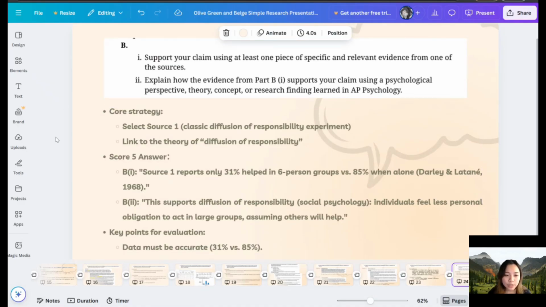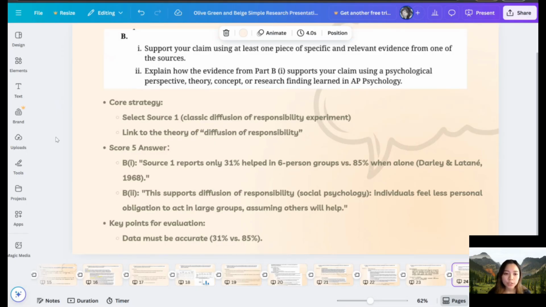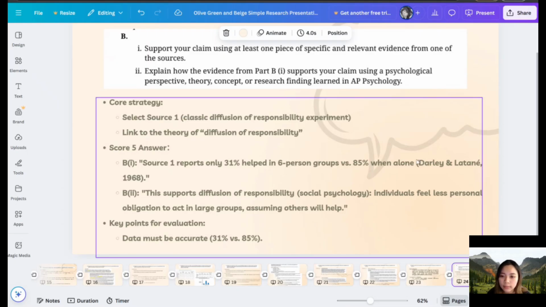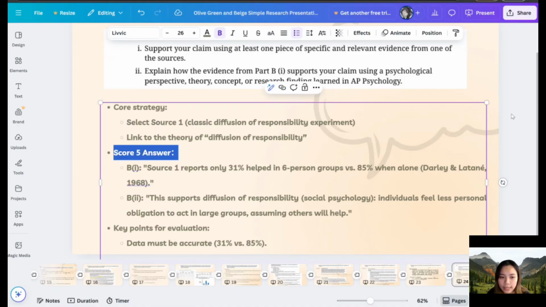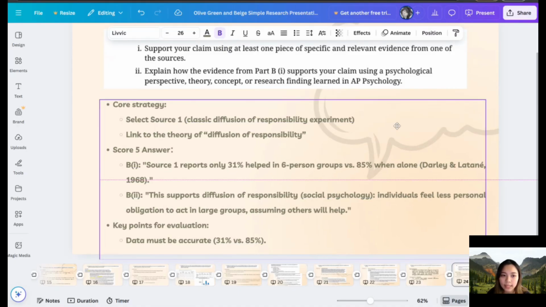So my answer for the first part will be: Source 1 reports only 31% help in a 6-person group versus 85% when alone. And this is a cite: Darley and Latané, 1968. This is the citation. Okay?